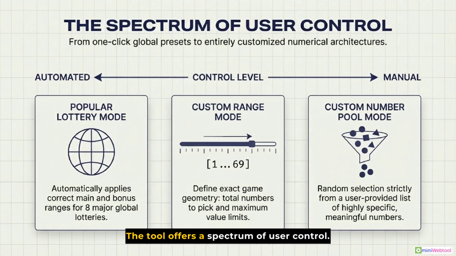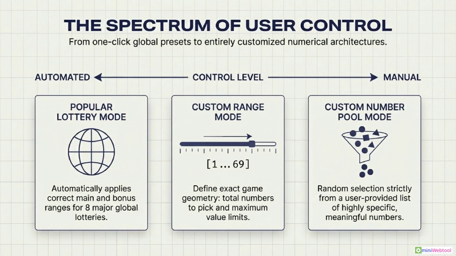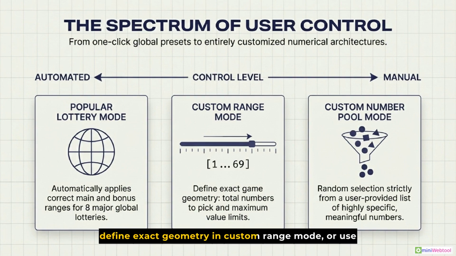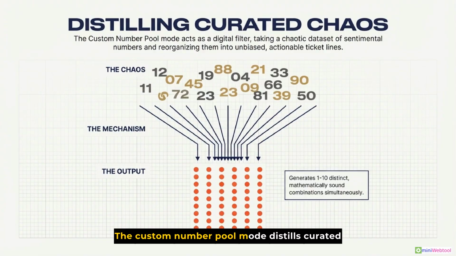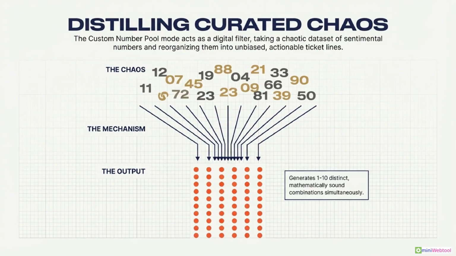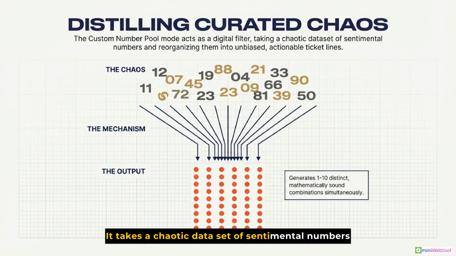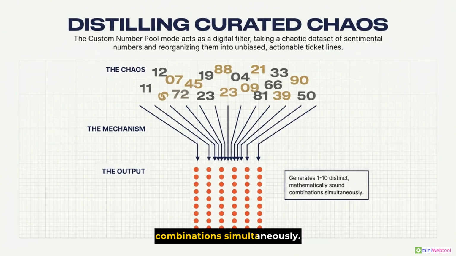The tool offers a spectrum of user control. You can choose the automated popular lottery mode, define exact geometry in custom range mode, or use the custom number pool mode for highly specific number lists. The custom number pool mode distills curated chaos. It takes a chaotic data set of sentimental numbers and reorganizes them using the mechanism to generate 1 to 10 distinct, mathematically sound combinations simultaneously.